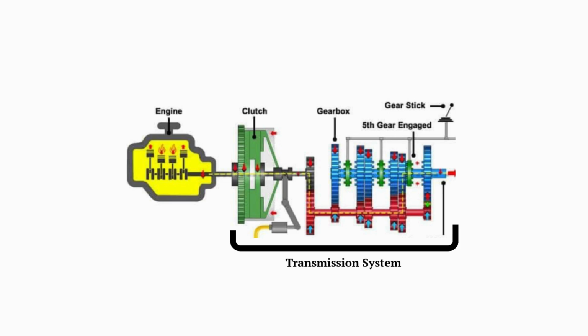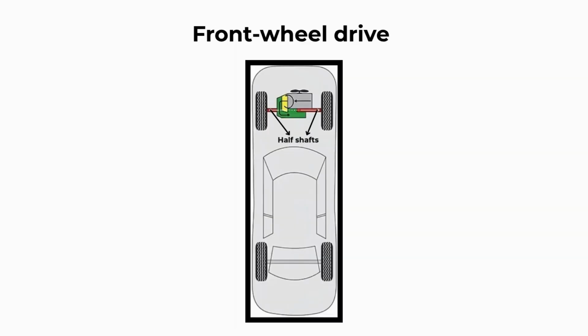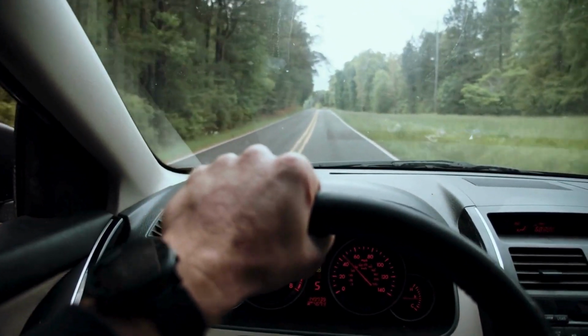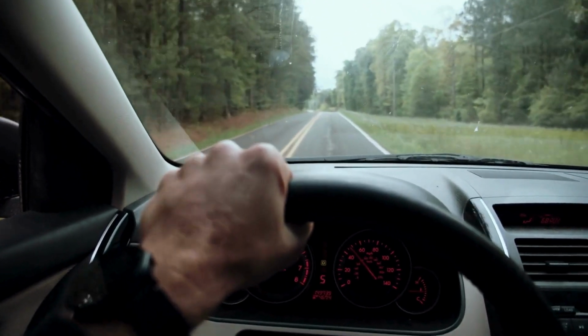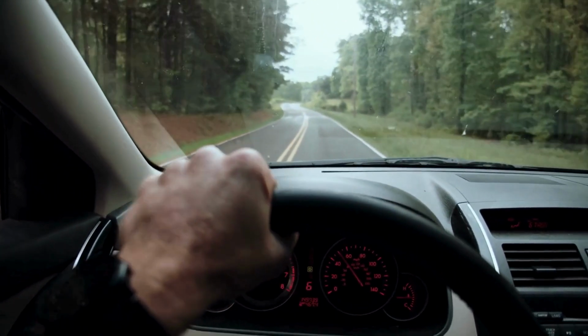From the flywheel, the motion is transferred to the transmission system, which adjusts the engine's speed and torque to suit driving conditions. The transmission then sends power through the driveshaft in rear-wheel or all-wheel drive cars, or half shafts in front-wheel drive cars, to the wheels. Finally, the wheels rotate, propelling the vehicle forward. This sequence explains how the chemical energy in fuel ultimately becomes the motion of the car on the road.